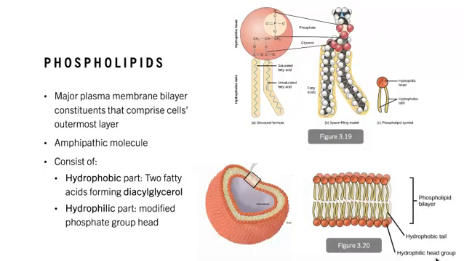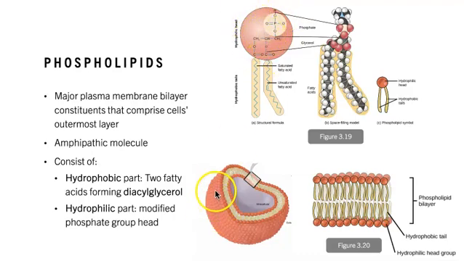Our other type are phospholipids. Now we will bring up phospholipids quite a bit as we talk about our cells because they make up the plasma membrane bilayer. And you could see this pictured on the right hand side where we have two layers. This is the hydrophilic part in the red here that are the modified phosphate groups, or also known as the phosphate head or hydrophilic head.